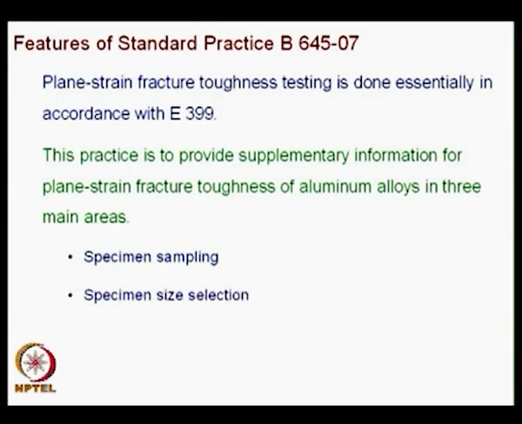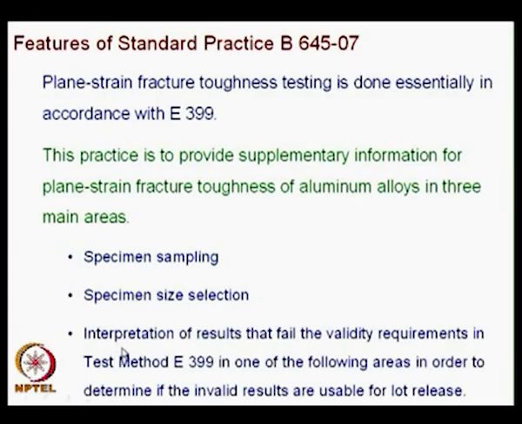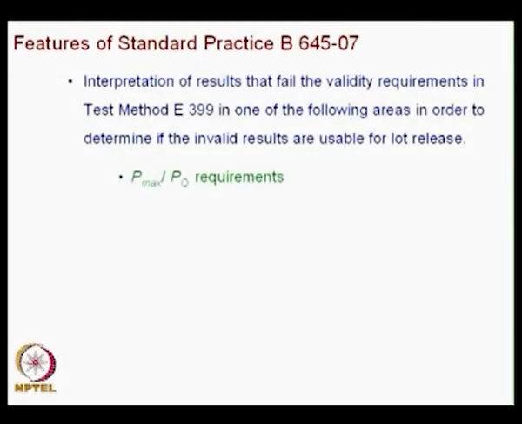The three main areas are specimen sampling, specimen size selection, and interpretation of results that fail the validity requirements in test method E399 in one of the following areas in order to determine if the valid results are usable for lot release. So, it is essentially like how well a test can be salvaged. So, we will also see what are the areas. If there is a fault in satisfying this Pmax divided by PQ requirement, what could be done?